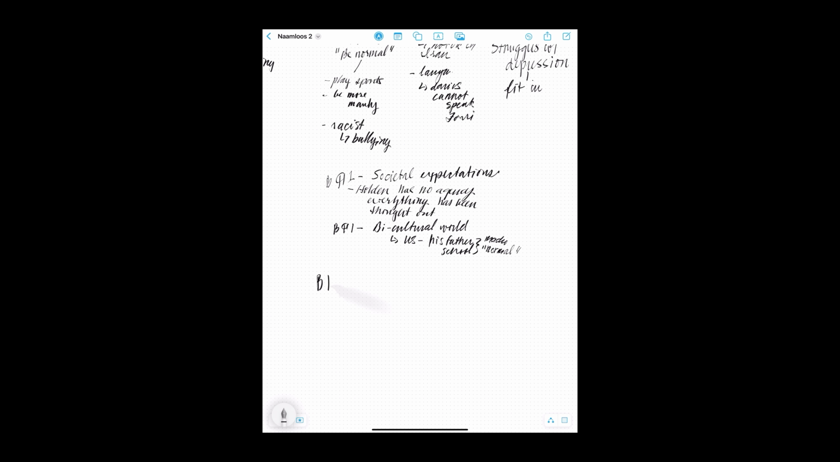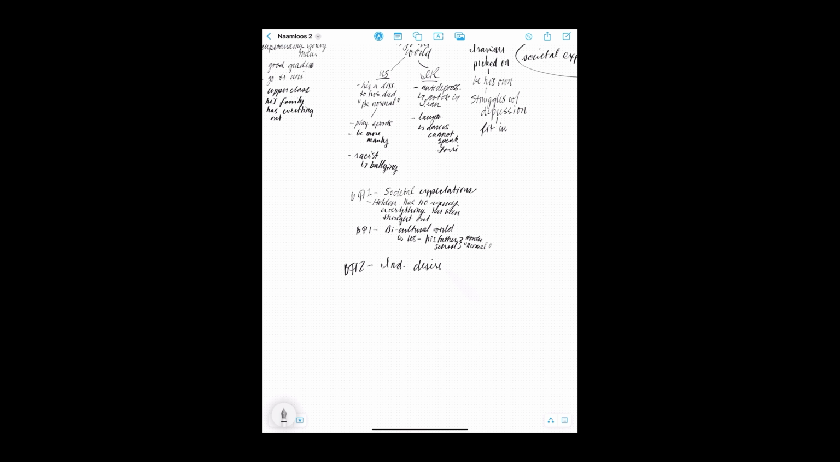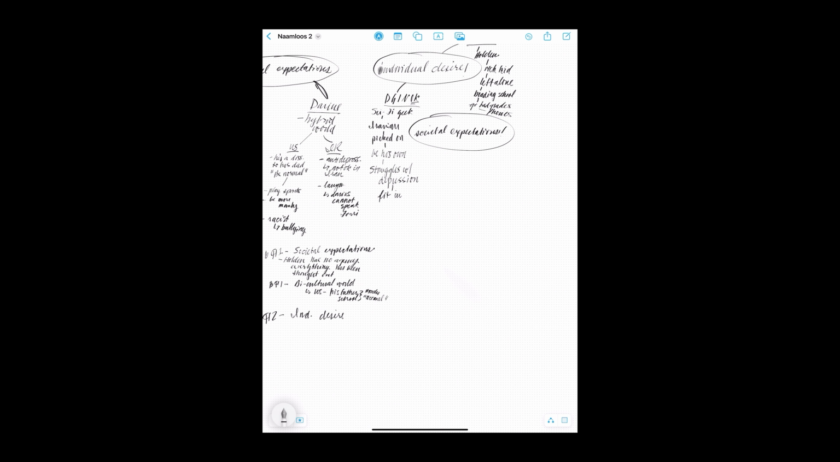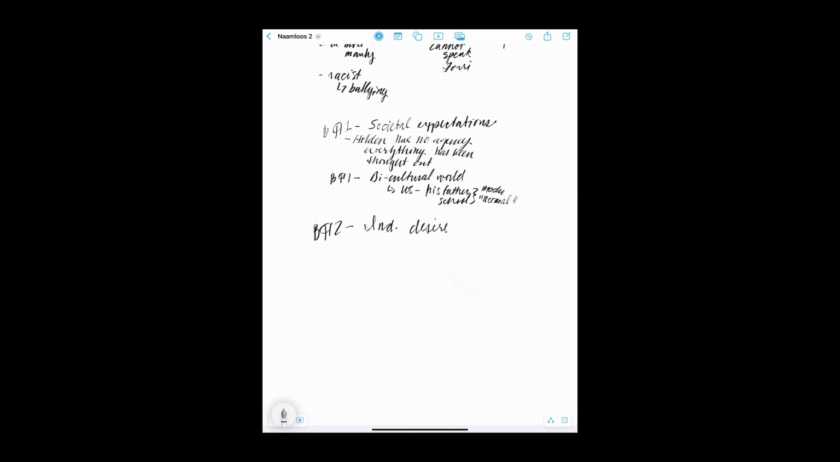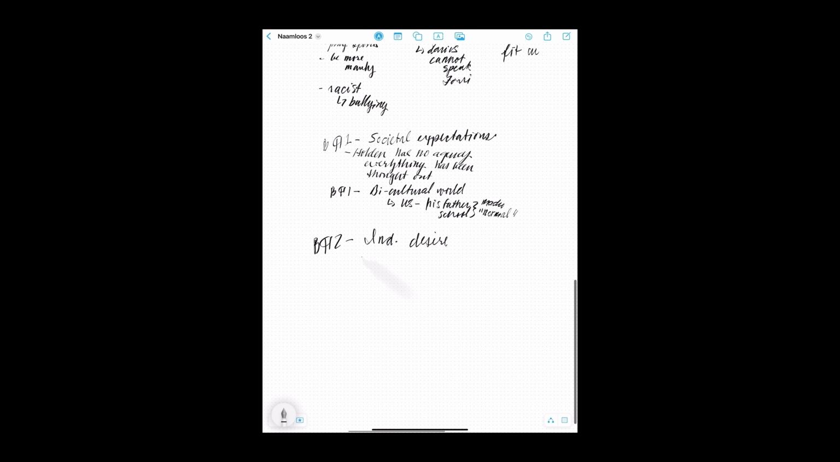And then in body paragraph number 2, I'm going to go into, of course, individual desire. And I would do the same thing there. I go back and look at my notes and ask, what are the individual desires they have? We'll start with Holden to keep it in the same order. Holden wants freedom. He wants to be left alone, to make his own path, to be real, to not be a phony.